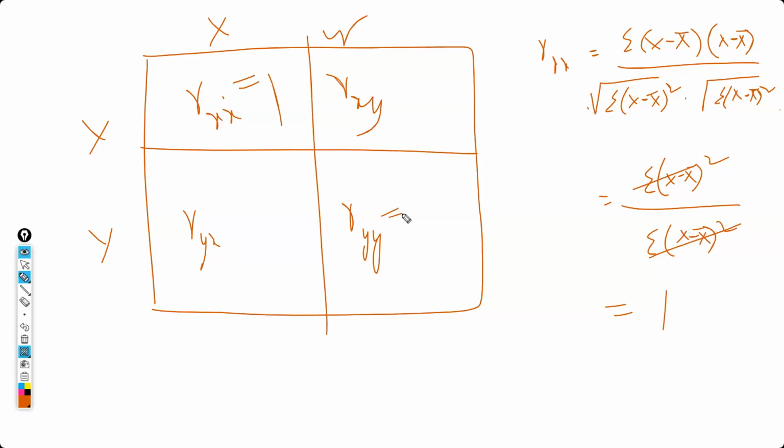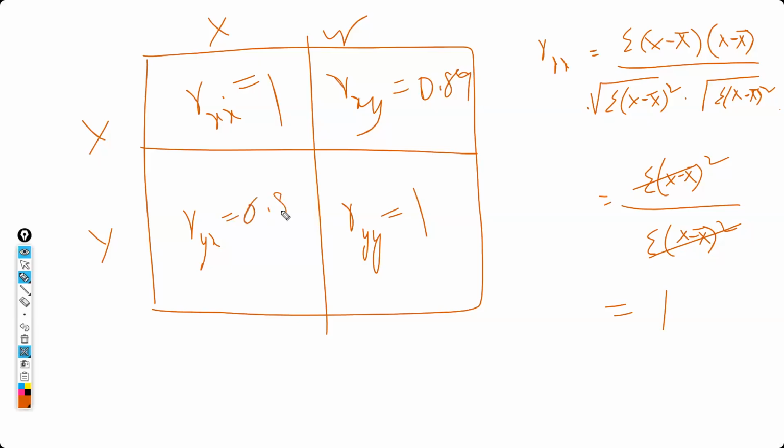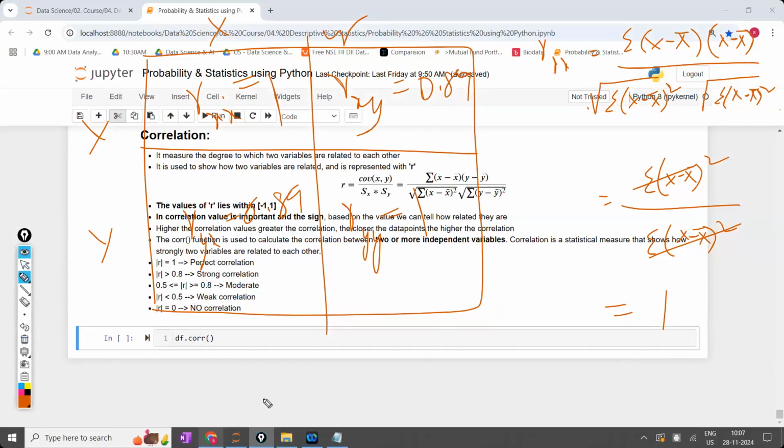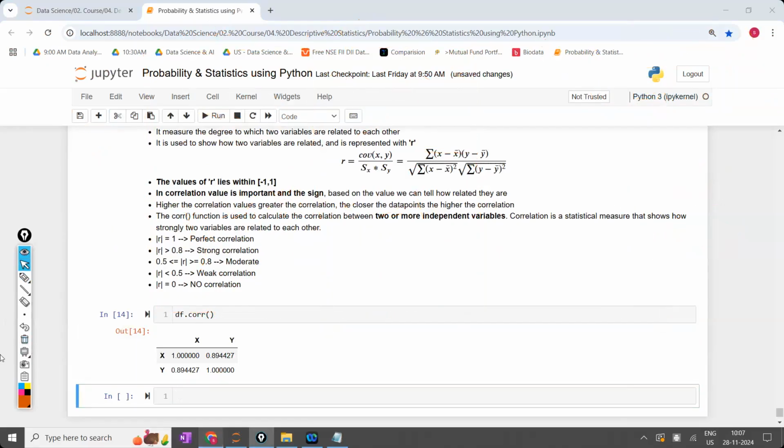Now what is the correlation of y comma y? That is also going to be 1. And this is 0.89. And what about this one? If you multiply it the other way around, the answer is the same, so this is also 0.89. So you are going to get the values in this way. Is the point clear for everyone?